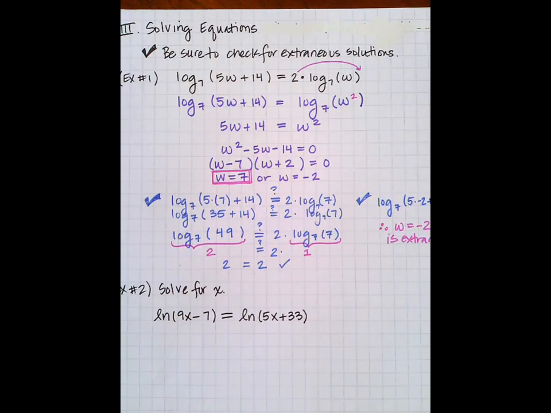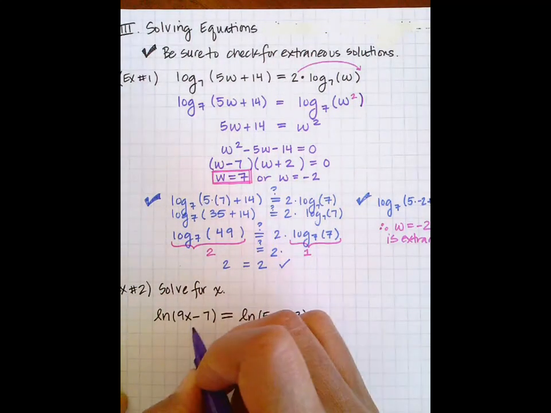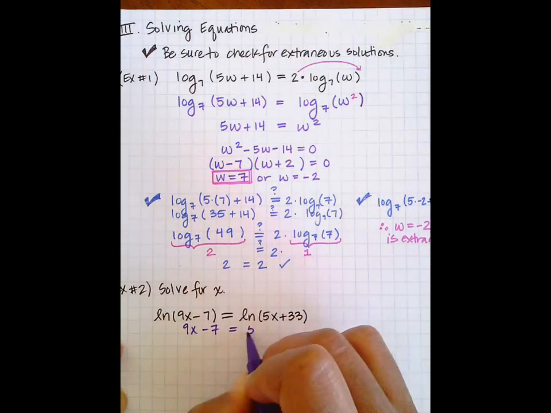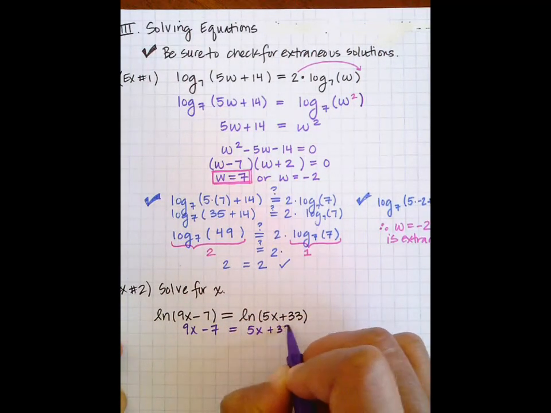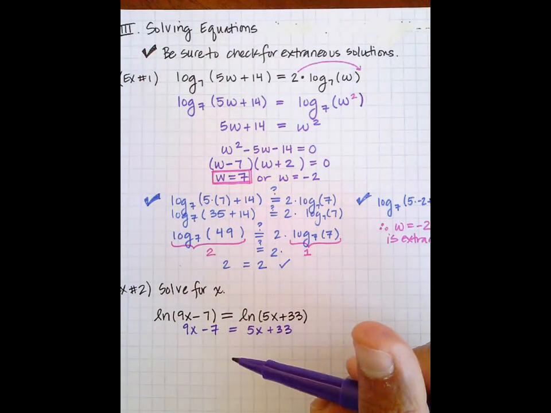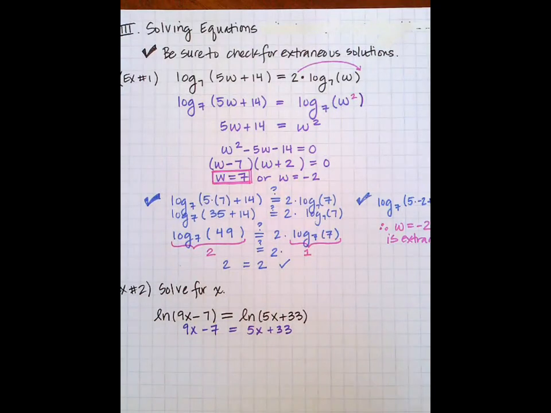I need to set the insides equal to each other because at this point we've got a natural log equaling a natural log. And so I have 9x minus 7 must equal 5x plus 33. Again, since the log is the same base, the natural log base e equaling the natural log base e, the insides must be equal. That's the only time when these two will actually have the same value.